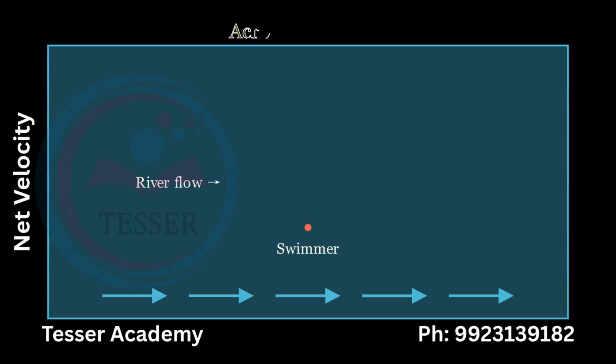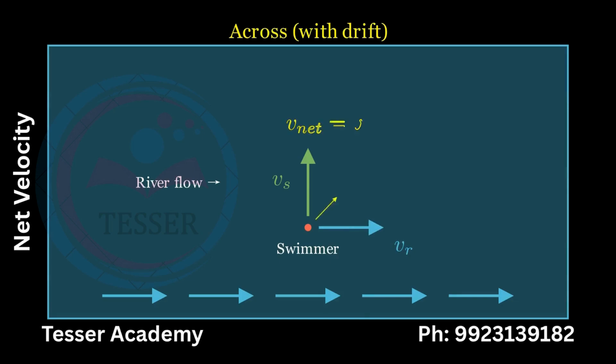Let us understand the concept of relative velocity using a swimmer in a flowing river. The river flows horizontally with a constant velocity. The swimmer swims with a certain velocity relative to the water. From the ground frame, the swimmer experiences both motions simultaneously.